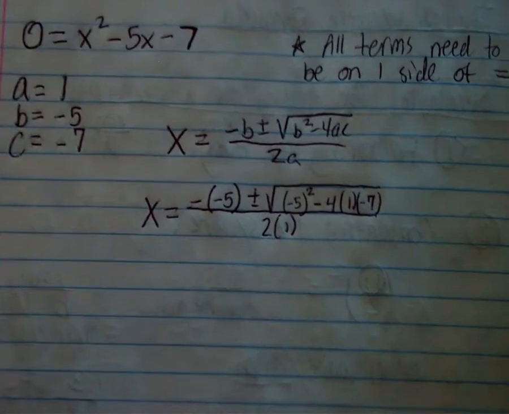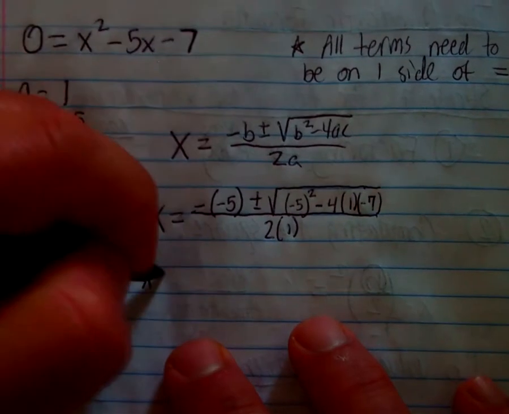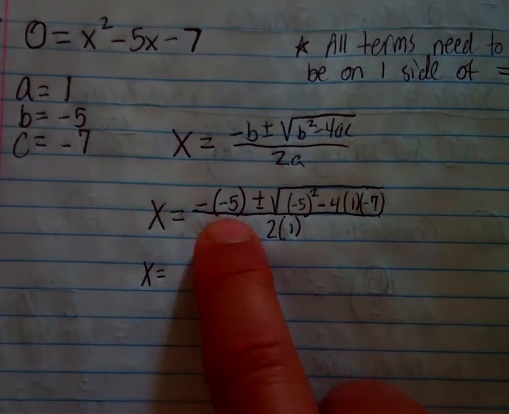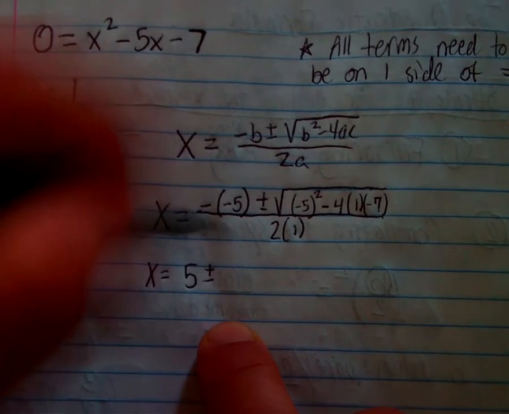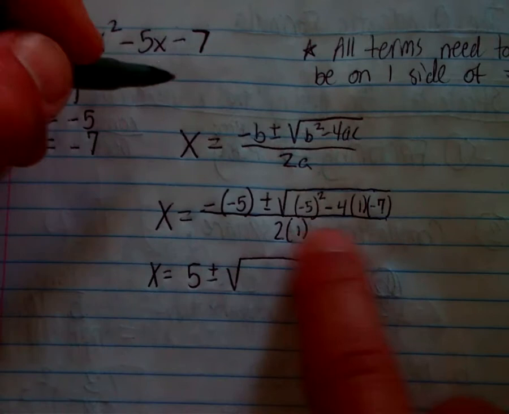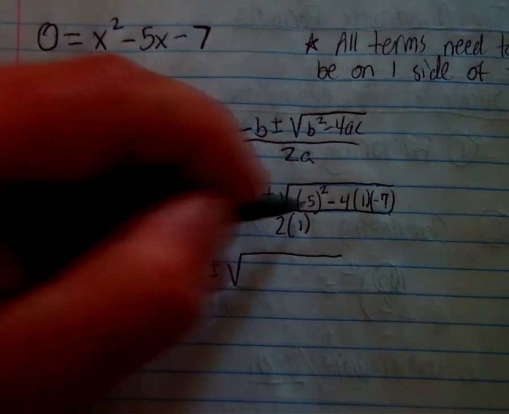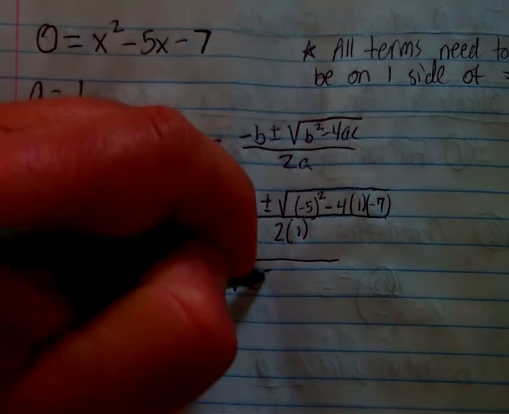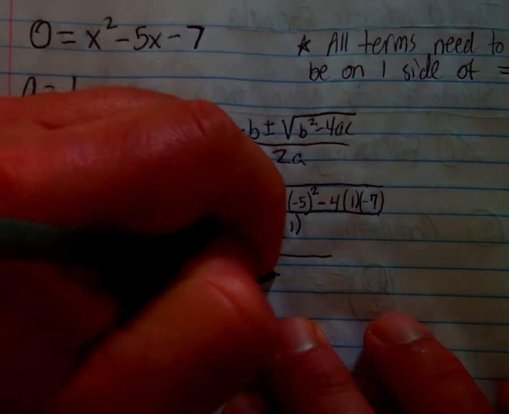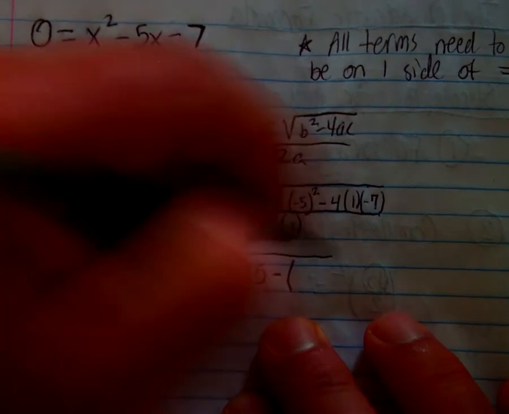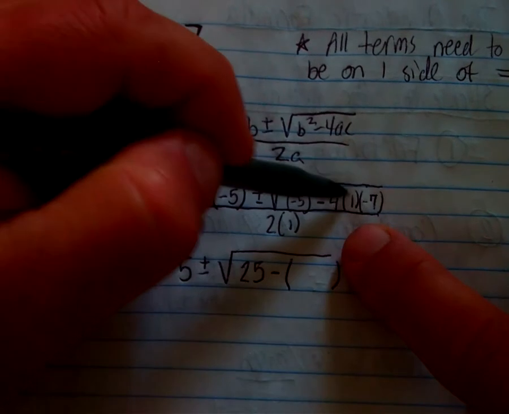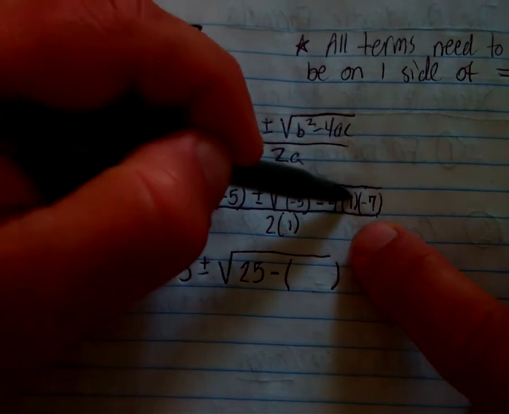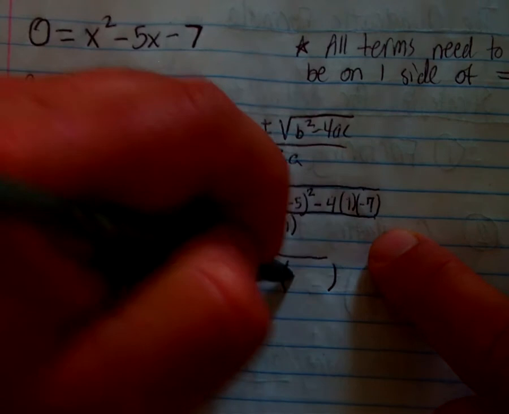All right, then it's just all order of operations. I would do this front part first to make it positive 5. And then I always do this part in pieces. Negative 5 squared is 25. And then I put minus, and then I put a parenthesis. Because I'm going to take 4 times 1, which is 4, times negative 7, which is negative 28.